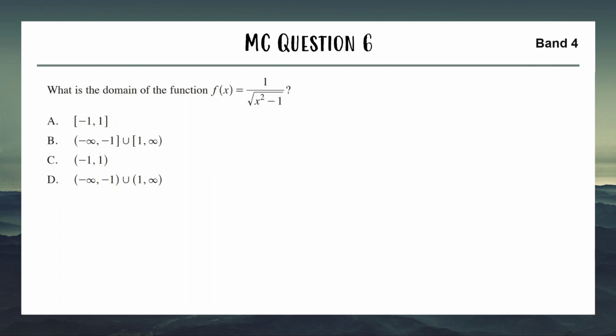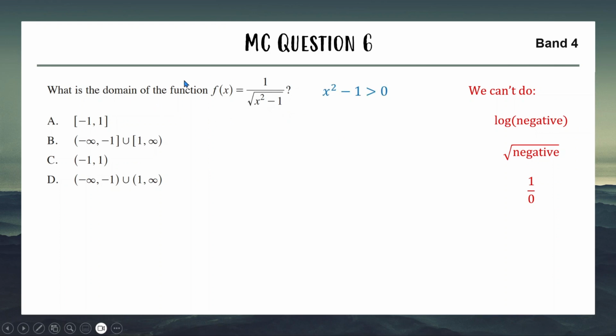A few of those laws include: we cannot take the logarithm of a negative number, which is not going to be relevant for this question. We also can't take the square root of a negative number, that gives us no answer, and we also can't divide by 0. These last 2 points are very relevant here, where we have a fraction and a square root. We don't want the bottom to be 0, and we also don't want the inside of the square root to be negative. So that guides us towards the fact that x squared minus 1 needs to be positive for the domain of this function.